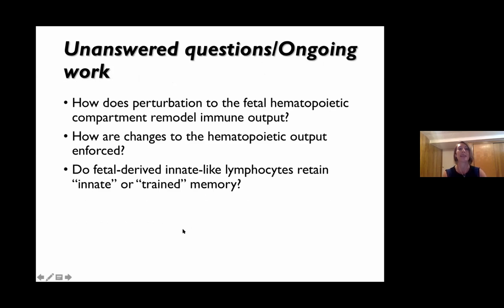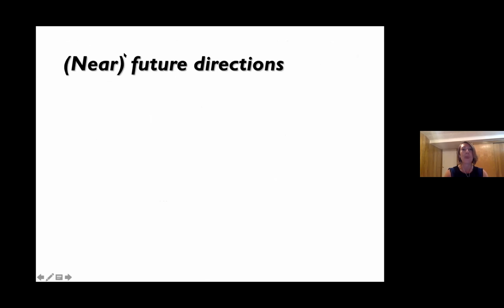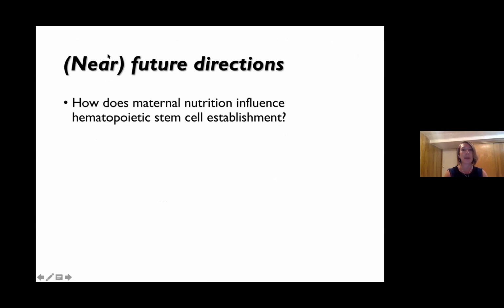We're very interested in whether these fetal-derived innate-like lymphocytes that are both expanded and hyperactivated, whether they retain something like innate or trained memory, like we now know that some early myeloid cells do. And finally, we're looking to translate this work into human hematopoietic and immune development. And this is one of the reasons I came to University of Utah. I just want to point out a few near future directions.